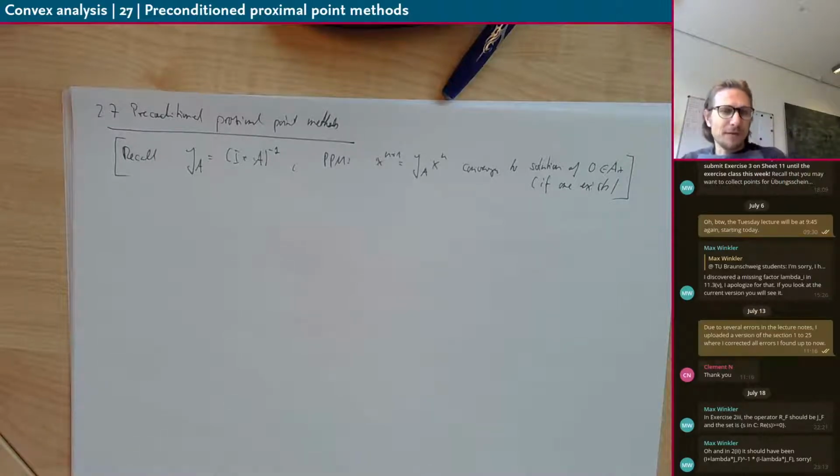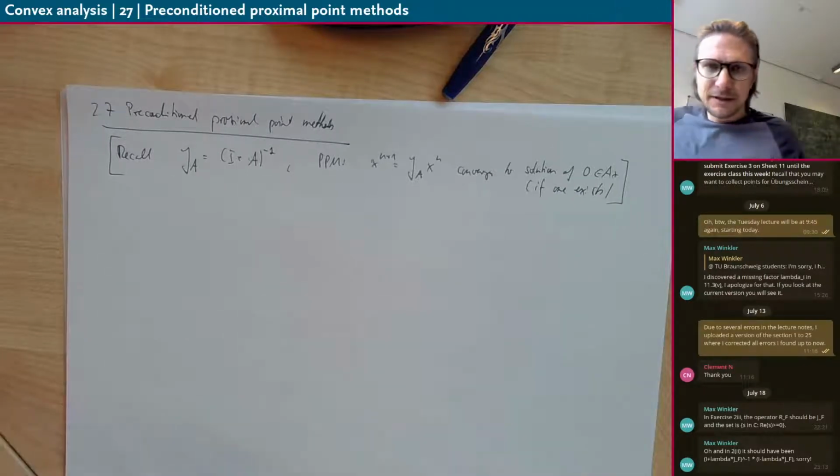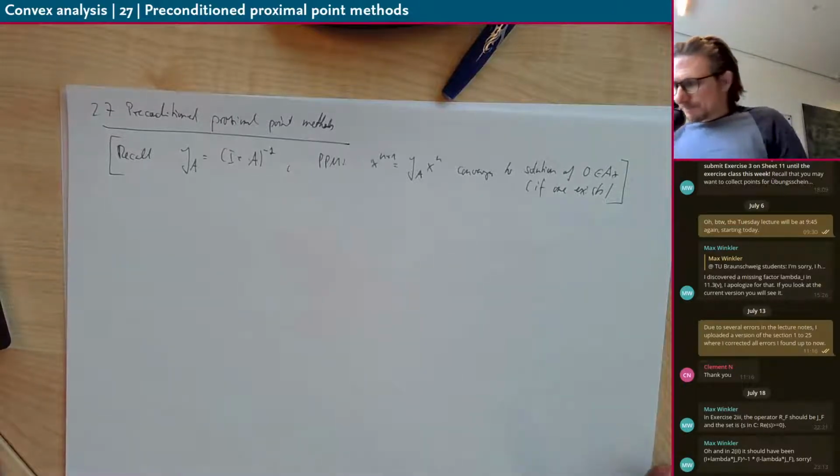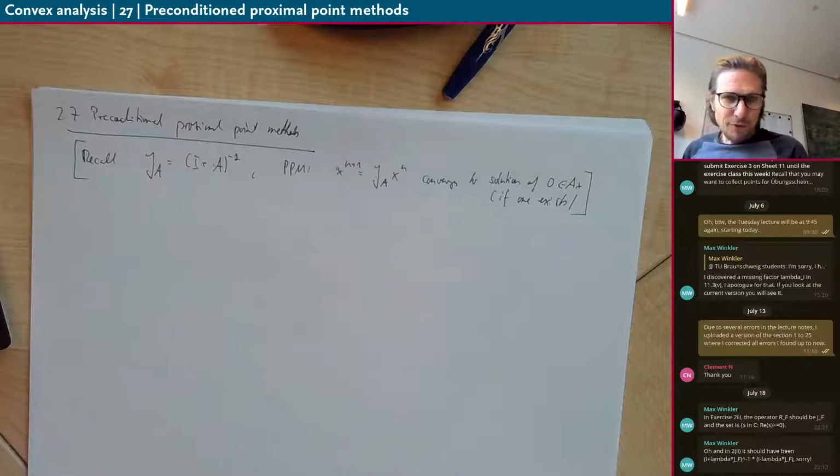Okay, so welcome to lecture 27, which is the second to last lecture in convex analysis for this term. The title of today's lecture is Preconditioned Proximal Point Methods. Let's just recall what the proximal point method is.